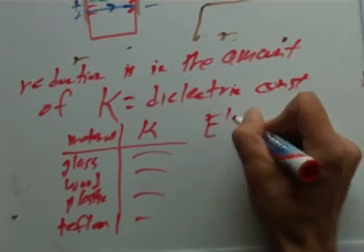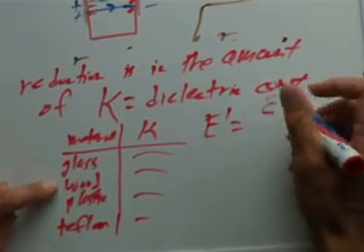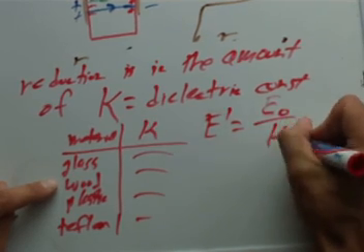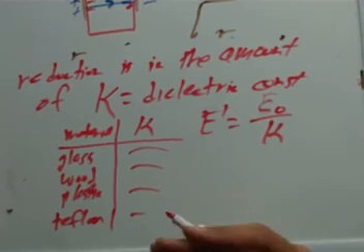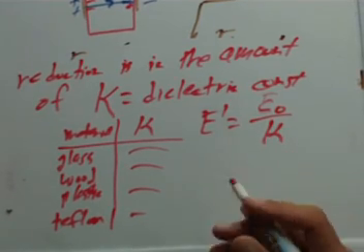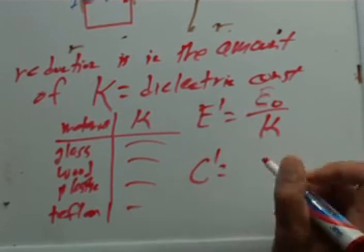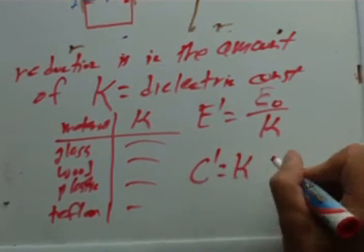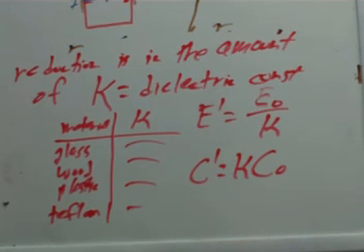So you can say the E prime that happens when you insert one of these things will be the original electric field, E naught, divided by kappa, because it reduces the electric field. And because the electric field goes down, you can increase the voltage, and it turns out your ability to store charge, your capacitance, goes up. So the capacitance, when you have the dielectric inserted, is going to be kappa times the original capacitance without the dielectric inserted. And so that's sort of the net effect of what these dielectrics have.